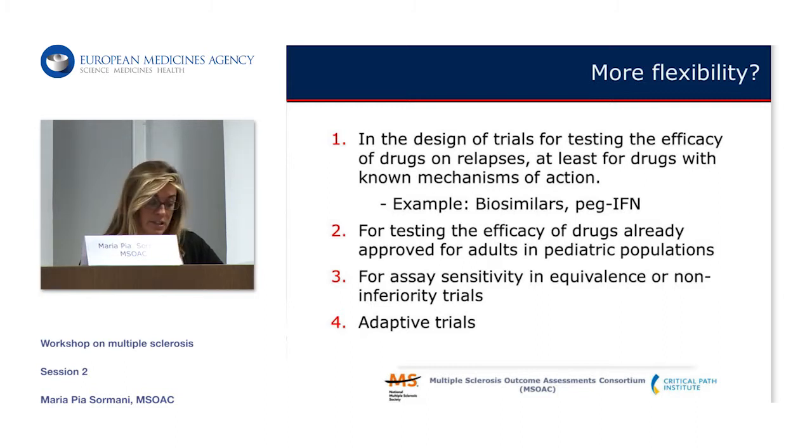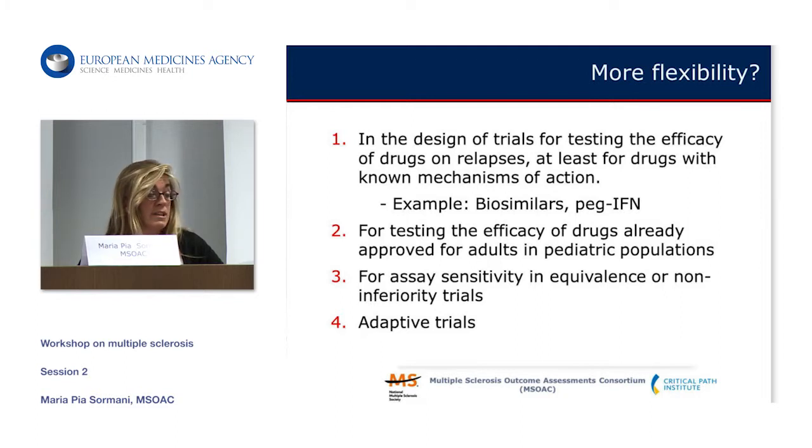Another possible application is for assay sensitivity in equivalence or non-inferiority trials. In the guideline, it is expressly stated that equivalence and non-inferiority trials must anyway have a small placebo group to test for assay sensitivity. And I think that an MRI endpoint can be used in a very small and short-term placebo group for giving a message of assay sensitivity. Also, if we have an equivalence trial, probably equivalence is assessed against a drug of known and proven efficacy, so just a small assessment of assay sensitivity can be enough.